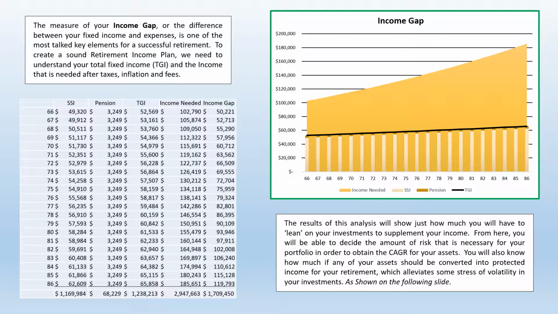The income gap report shows the potential difference between income you generate and the income you actually need. Total income needed takes into effect taxes, inflation, and fees in order to correctly estimate the amount of income you will need to generate annually to cover your income gap. This report is continued on the next page.